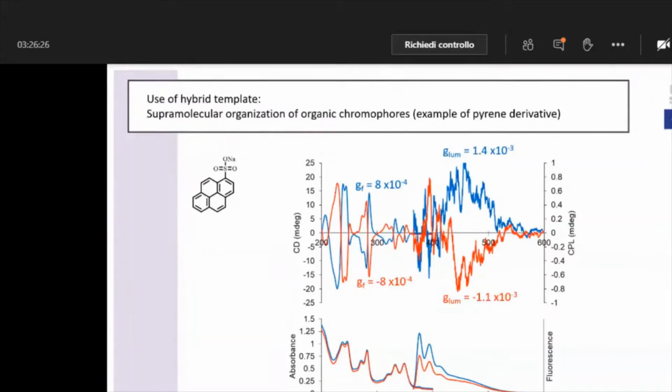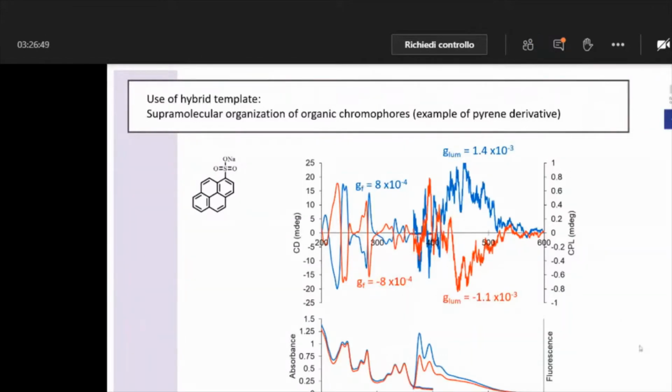G-luminescence, which is around 10⁻³ in this kind of case with very low fluorescence, is quite difficult to detect. And that's why we already have, as you can see here, quite a difference between the left-handed and right-handed helices. 0.3 is quite a lot.